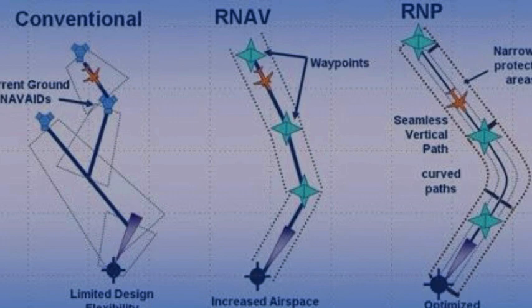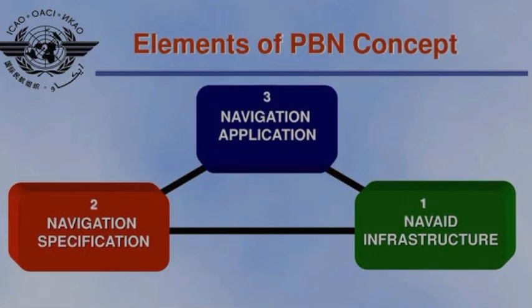And then the PBN is defined as the use of the RNAV and the RNP. Later we will see the main difference between the RNAV and the RNP as well. So coming back to the PBN, if you go through the ICAO manual from the beginning till the end, we will find out that there are 3 main components for the PBN. What are they? The first one is the navigation specification. The second one is the navaid infrastructure. And the third one is the navigation application. So these 3 terms describe the PBN.